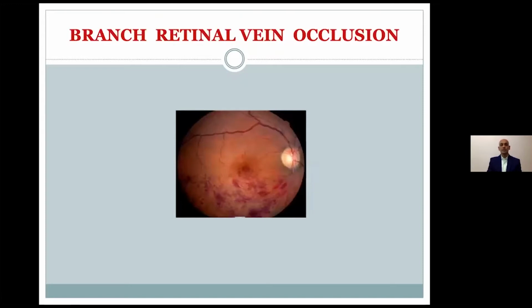The next type is the branch retinal vein occlusion, wherein we see a quadrant of the retina being affected. You will see hemorrhages, cotton wool spots, and of course that will lead to macular edema. Here, the block is at the arteriovenous crossing. And usually, again, these also run quite a course. It can be either a supratemporal or infratemporal branch retinal vein occlusion, and sometimes the nasal branches can also get occluded.